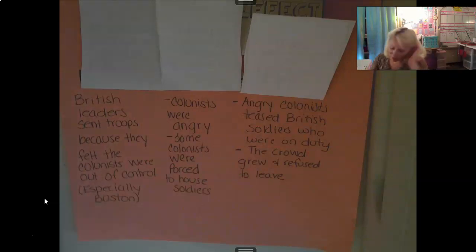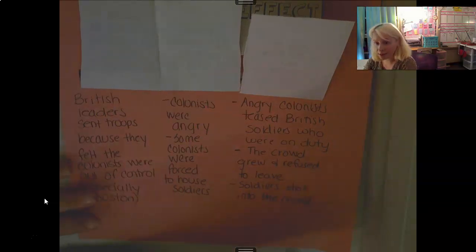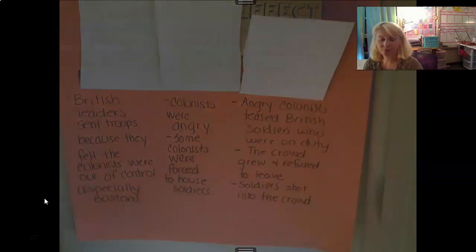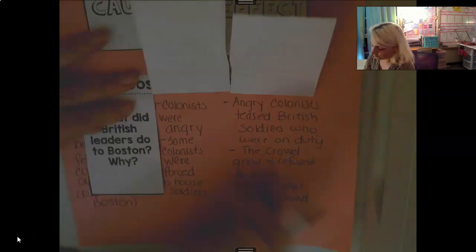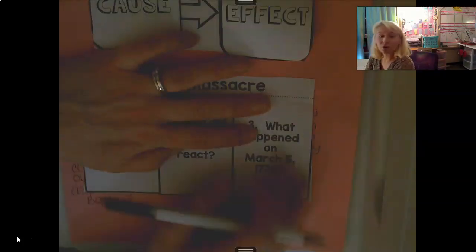Okay, and ultimately, soldiers shot into the crowd, hence why it's called the Boston Massacre. People were killed. All right, and the total number of people who were killed in the Boston Massacre as a result of these events was 5. Oof, those aren't covered so well.